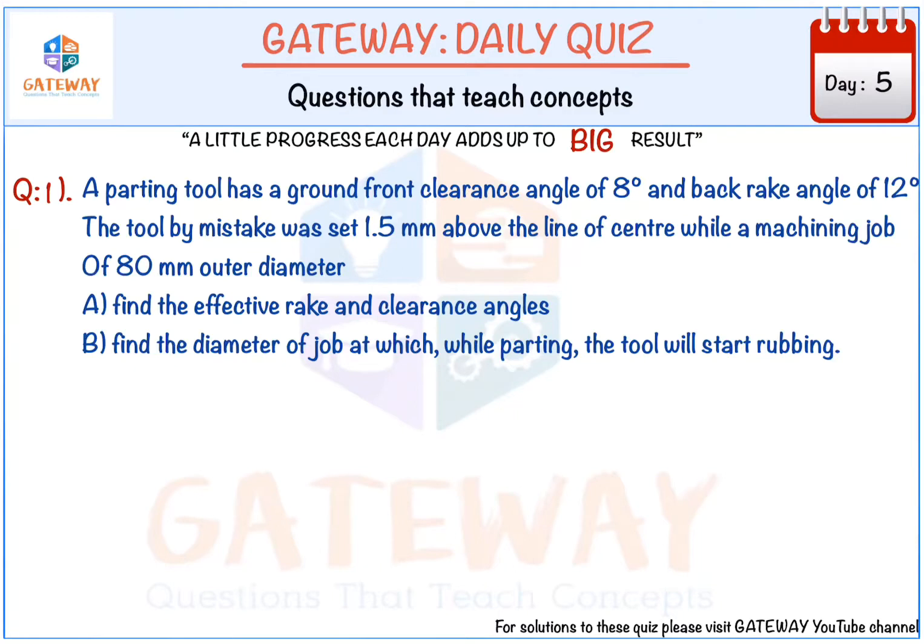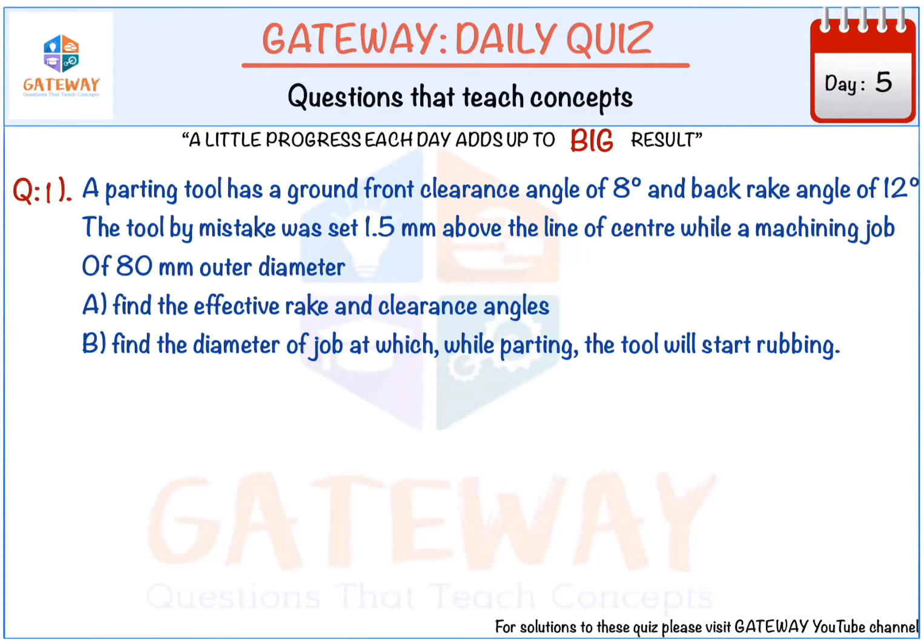Next, the tool by mistake was set 1.5 mm above the line of center while measuring a job. We are doing an outside machining on the outer diameter, and the diameter was given as 80 mm. Instead of placing the tool along the center height, it was placed 1.5 mm above the line of center. Then they are asking to find the effective rake angle and effective clearance angle, and to find the diameter of the job at which, while parting, the tool will start rubbing. So we need to calculate the diameter at which the tool starts rubbing.